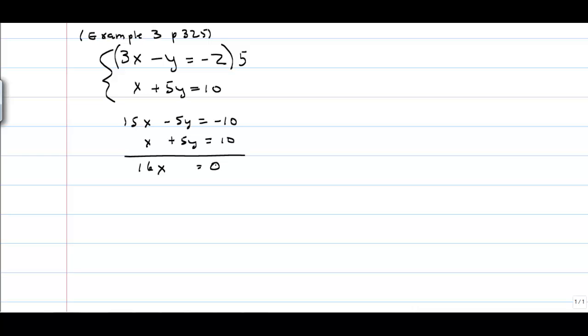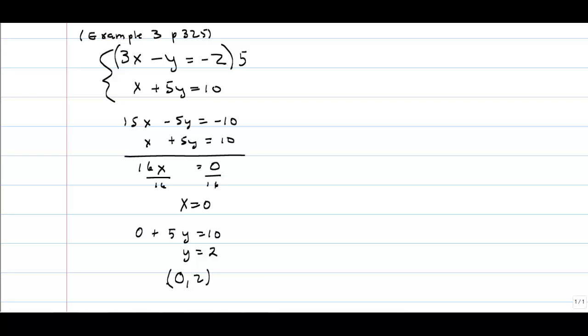And this looks kind of strange, but I can still divide both sides by 16, and I get that x is equal to 0. Even though that seems weird, 0 is just as good of a number as -12, so x can equal 0. Now I need to find out what value of y goes with that x, and I'm going to use my second equation to do that. I'm going to let x equal 0, and now I'm going to solve for y, and I find that y is equal to the number 2. So my solution is (0, 2). Again, this matches what the textbook has, even though we did it two different ways.